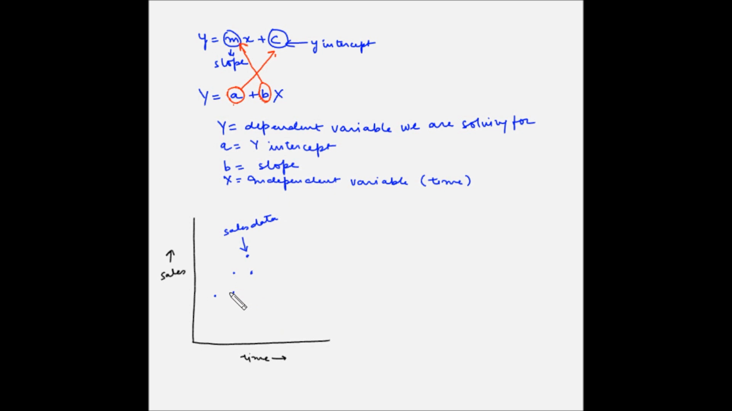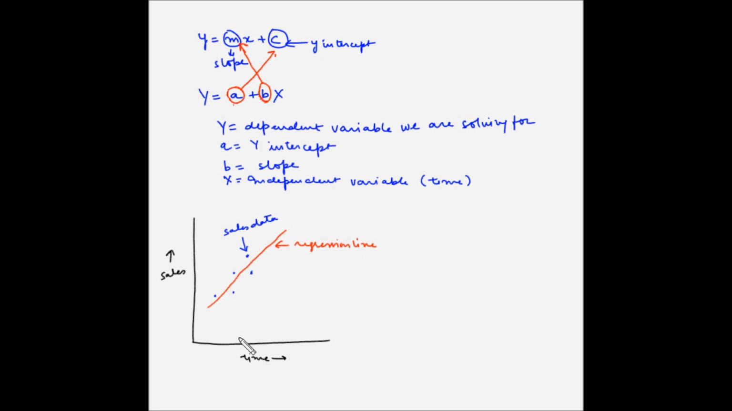Now the least squares method is used to determine the line that can be drawn using these points such that the sum of the squares of the vertical distances between each data point and its corresponding data point on the line is minimized. So let's say we draw a line here. Let's say this is the line. So this is the regression line.